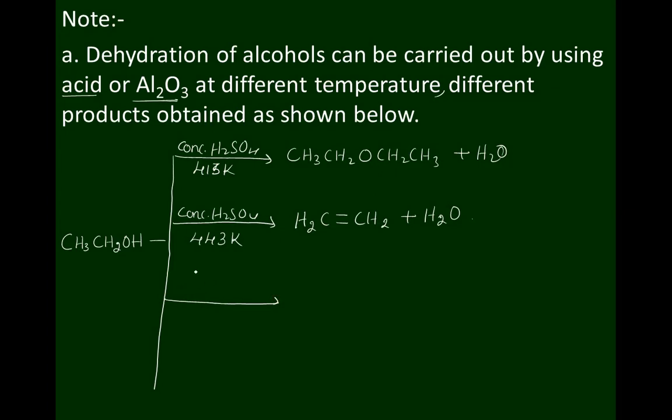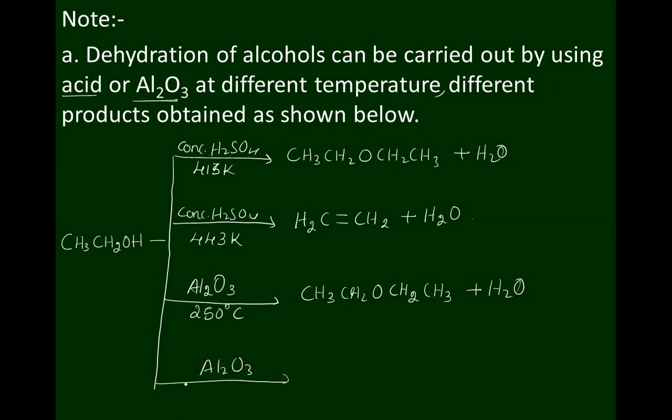When ethanol is treated with aluminum oxide, which also acts as a good dehydrating agent, and the reaction mixture is heated up to 250 degrees Celsius, we get ethers, CH3CH2OCH2CH3, with the liberation of water. When the same composition I will take, but the temperature I am going to increase up to 350 degrees Celsius, then I get alkene.